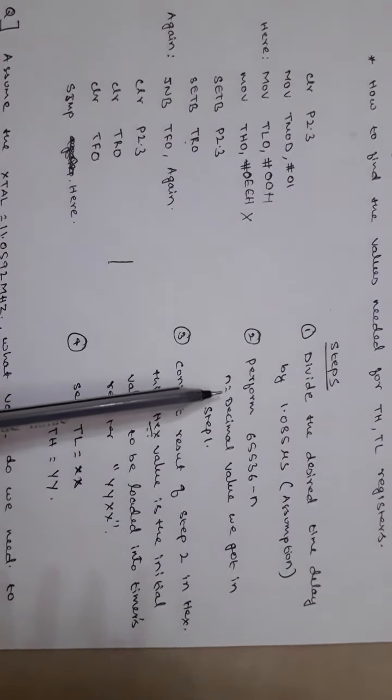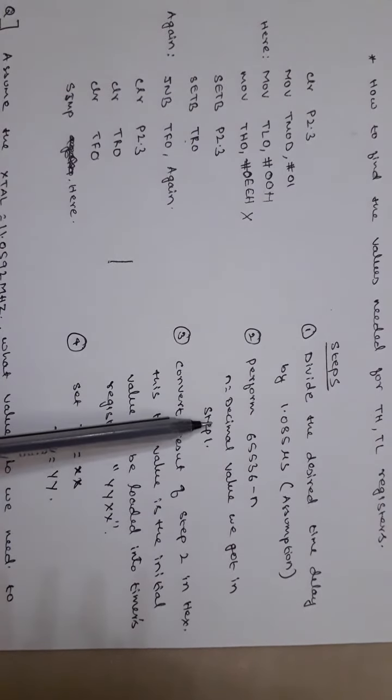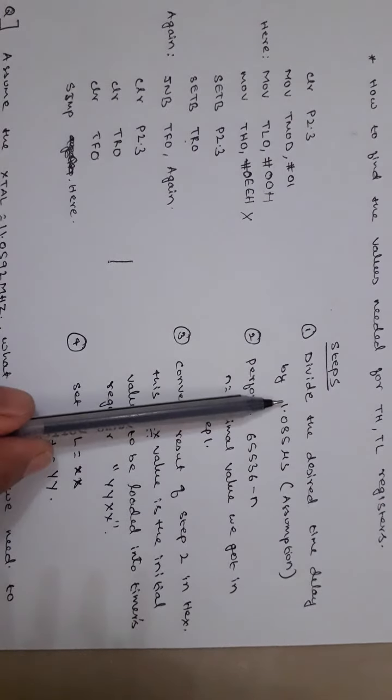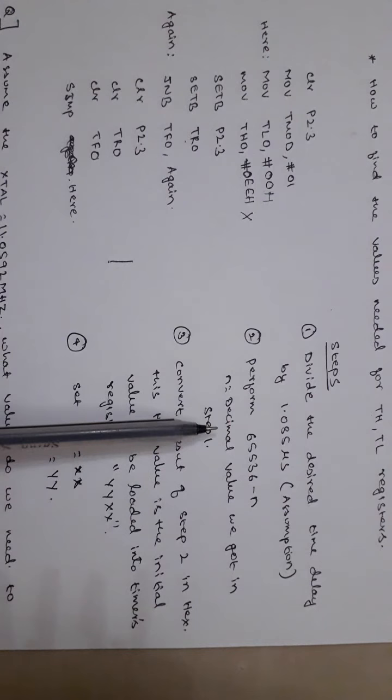Now you have to perform 65536 minus n. What is n? n is the result we got by dividing the time delay by 1.085 microseconds. That value we subtract from 65536. Whatever result you get, you have to convert into hexadecimal. Consider that it is YYXX; this is the initial value to be loaded into TH and TL.